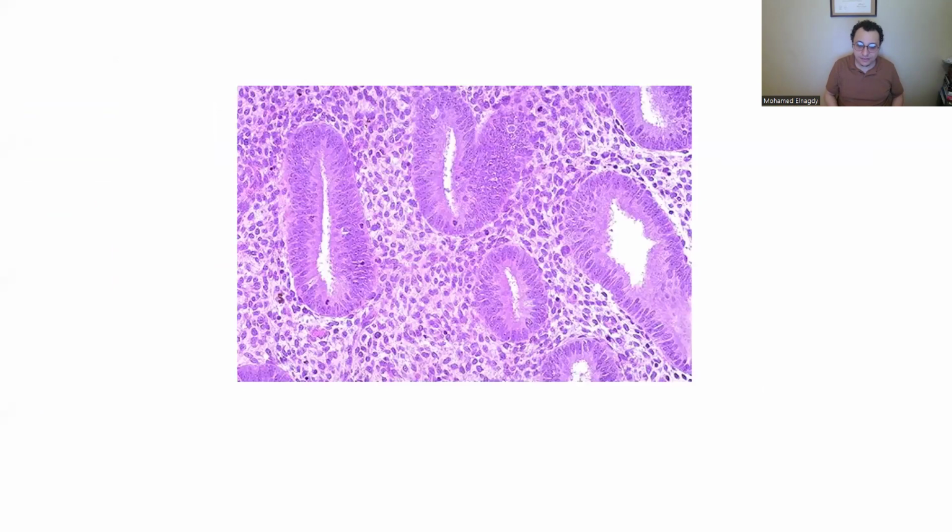Okay. What is this? Proliferative endometrium. What are the criteria that you applied? The stroma looks busy, not edematous. The glands have stratified cells and some mitosis. Yes, and it's not so busy with glands.